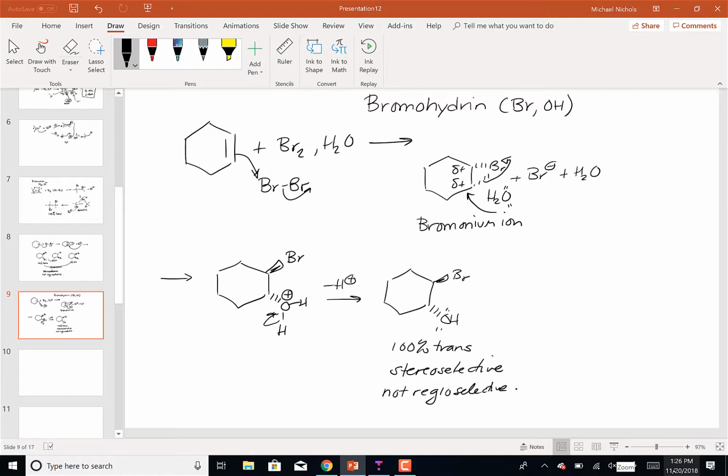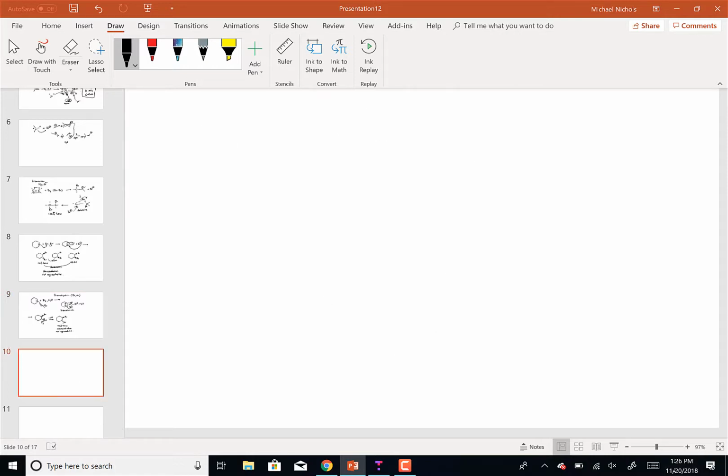So now the issue is, what if the alkene is unsymmetrical? The only reason this reaction wasn't regioselective is because the alkene was symmetrical. What if I change this reaction and just do this? I'll put a methyl group on one of the two carbons.